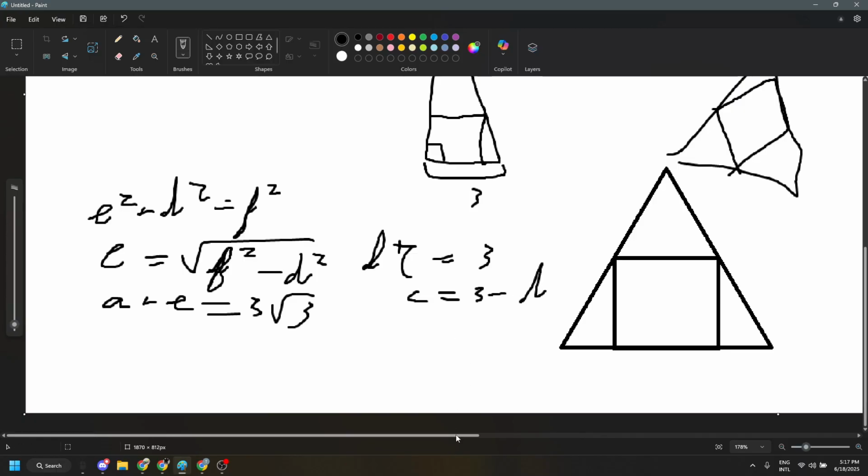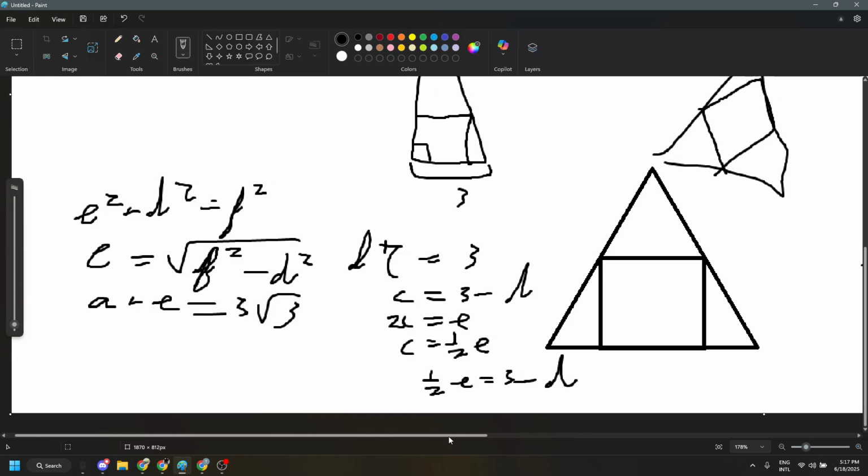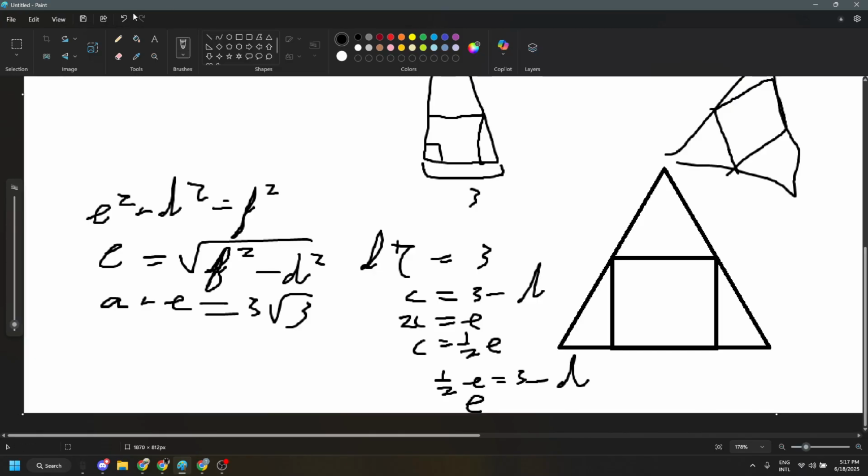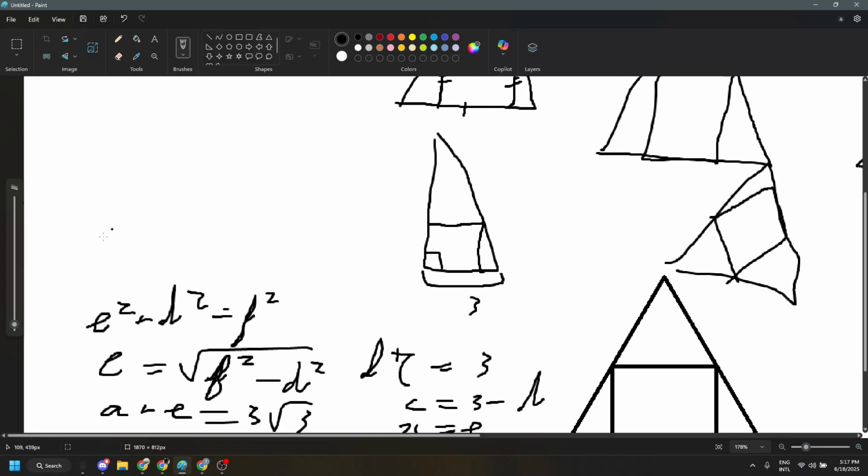We also know that, is it 2C is equal to E? 2C is equal to E. So C is equal to 1/2 E. So 1/2 E is equal to 3 minus D. So we have D is equal to 3 minus 1/2 E. E squared plus (3 minus 1/2 E) squared is equal to F squared.